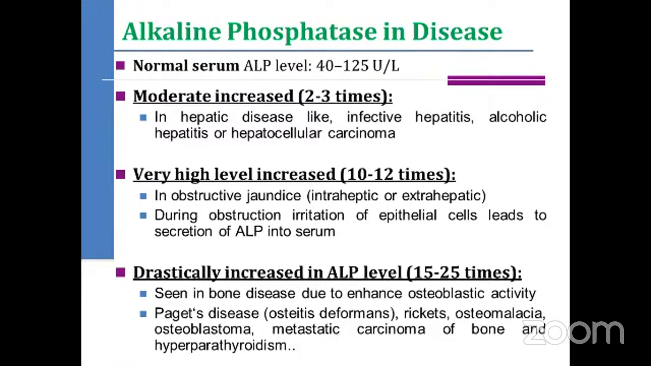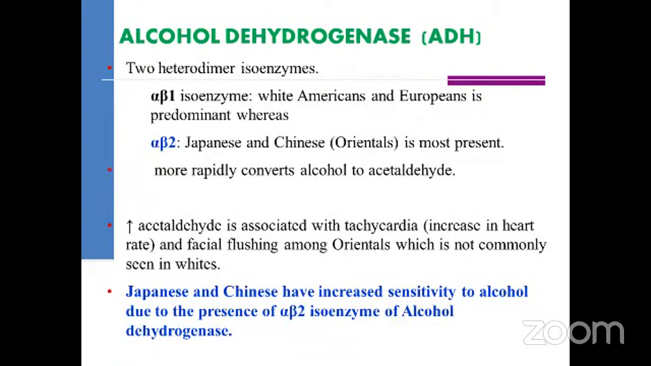Okay, so whenever there is bone disease, the levels of the ALP are drastically increased. That is 10 to 25 times the normal level. And we can see the increased levels in the bone diseases like Paget's disease, rickets, osteomalacia, osteoblastoma, then metastatic carcinoma of the bone, all this.